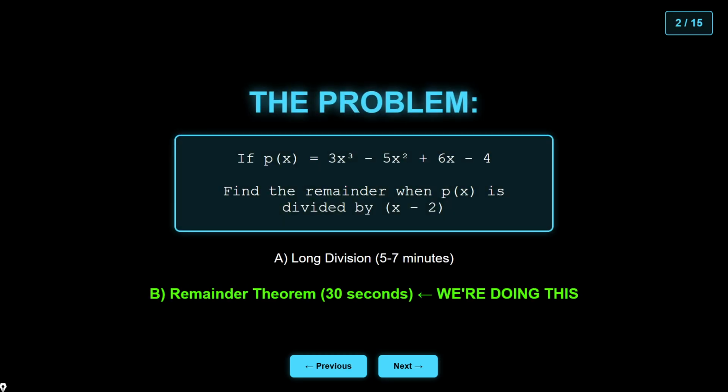Here's the problem. Find the remainder when p of x equals 3x cube minus 5x square plus 6x minus 4 is divided by x minus 2. Now, if you're a normal student, you'd set up polynomial long division, and this takes forever. And you will make a calculation mistake somewhere. But here's what you are going to learn today.